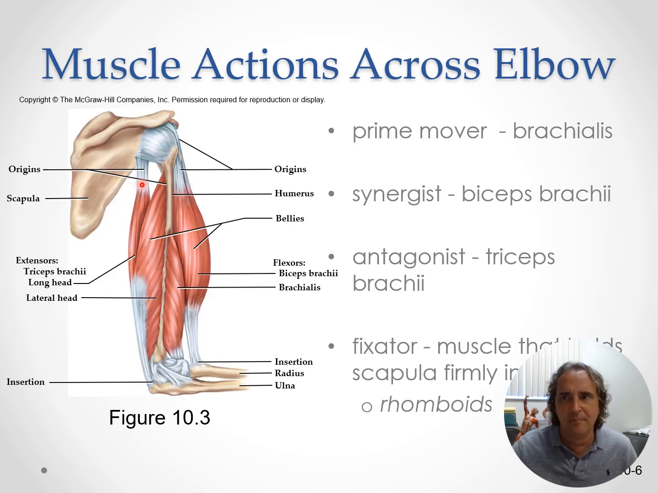So this is just an example from your lecture class that tells you, if you are doing a bicep curl, most people think it's the biceps brachii, but it's not. It's actually the brachialis doing the most movement. The one that's helping it is the biceps brachii, and the one that's opposing it, the antagonist, is going to be the triceps. And then all the ones in the shoulder are going to fixate the shoulder, and the ones in the elbow are fixating the elbow.